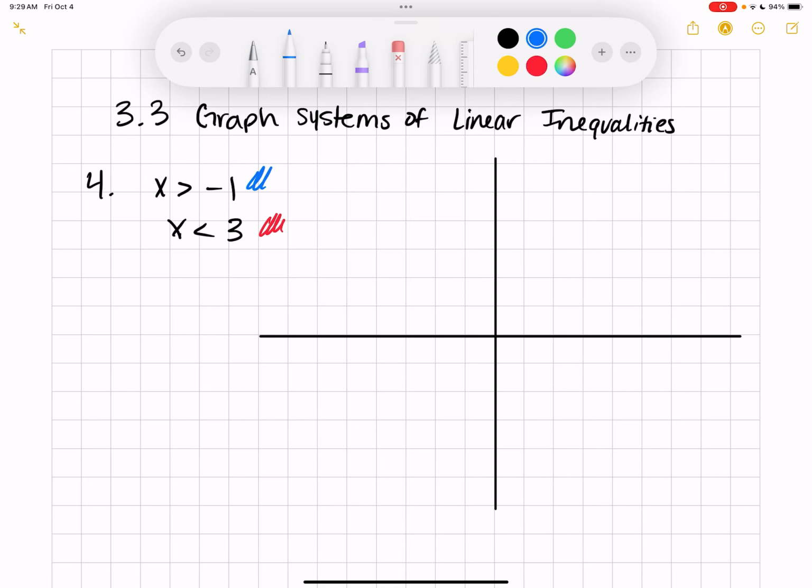So, x greater than -1. Where do I put that? And what does it look like? It's a vertical line going up and down at -1. I even drew it wrong. This is so hard switching between colors fast. Alright, so there's the first one.